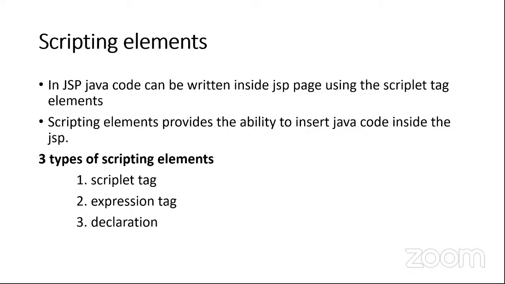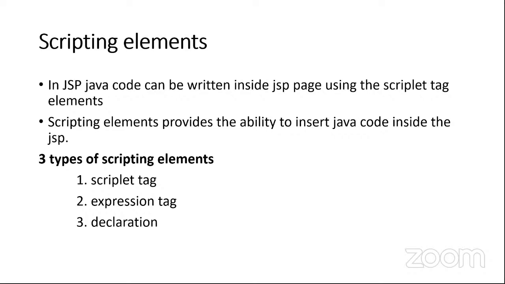There are three types of JSP scripting elements: scriptlet tag, expression tag, and declaration tag. These are the three types which we have, and we can use them for different usages. We'll see them one by one. The first one is the scriptlet tag.